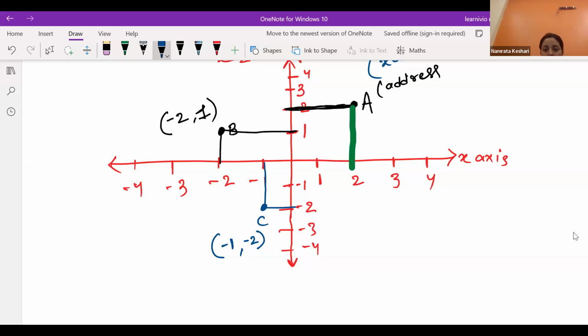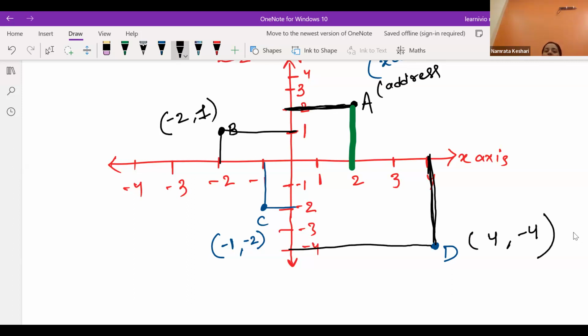Suppose I am giving you a point over here and I am telling this is the point D. What is the coordinate or what is the address of point D? So you will say that the address of D is, let's drop a perpendicular on x-axis. It will touch at 4. So you'll be having x coordinate as 4. Let's drop a perpendicular on y-axis. Y is -4. Is it crystal clear?